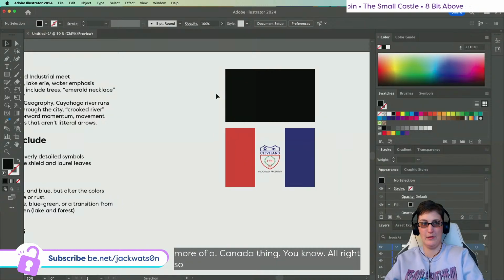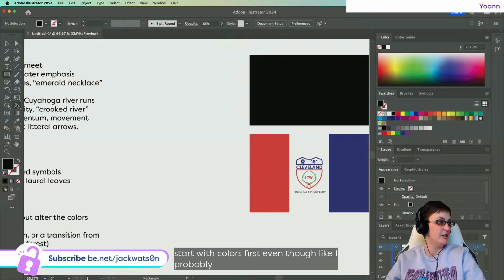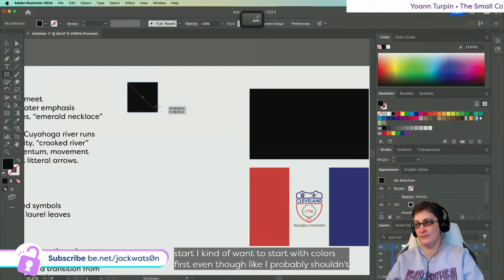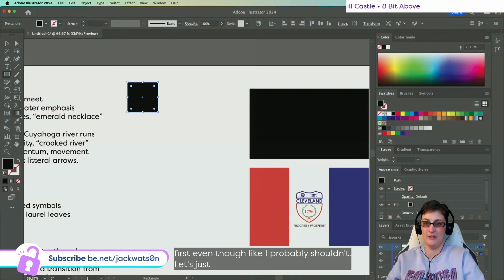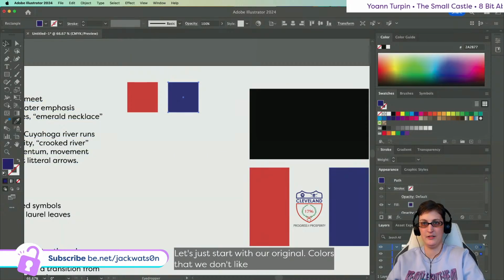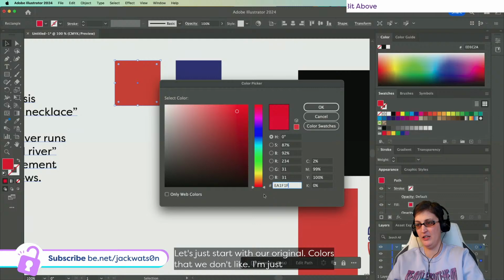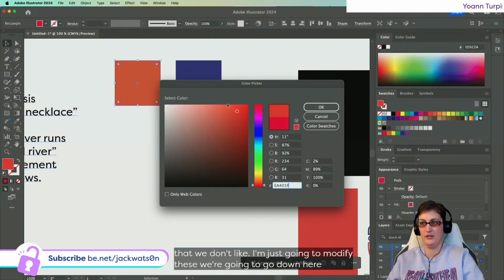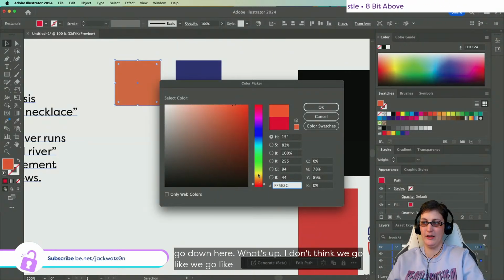Alright, so let's see. Where do I want to start? I kind of want to start with colors first, even though I probably shouldn't. So let's just start with our original colors that we don't like. I'm just going to modify these. We're going to go down here. Pull this up. I don't think we go with something kind of in between.